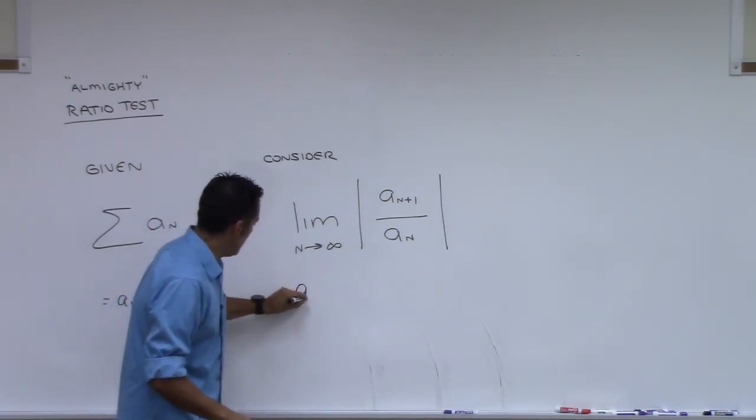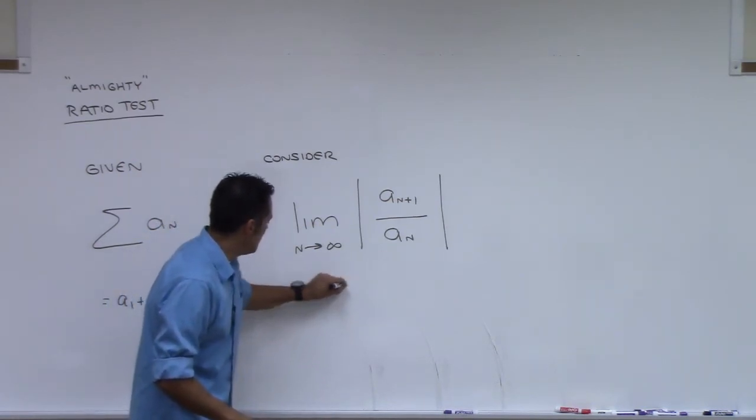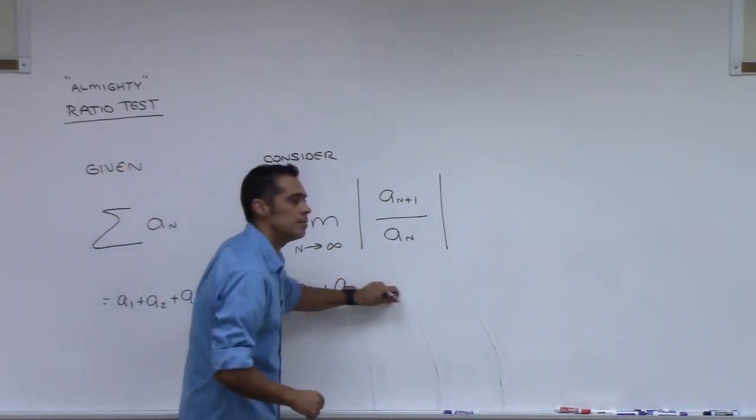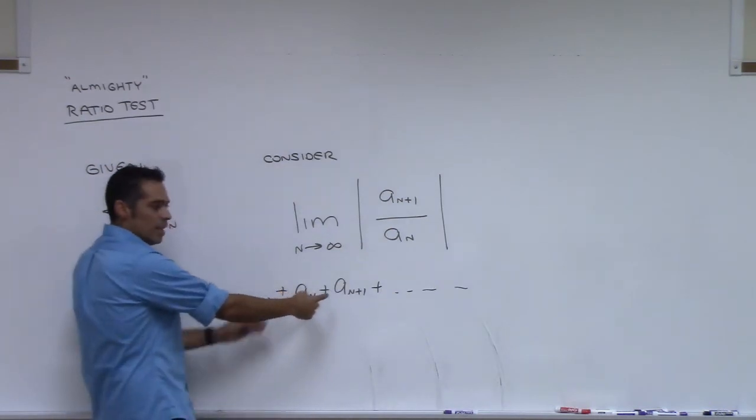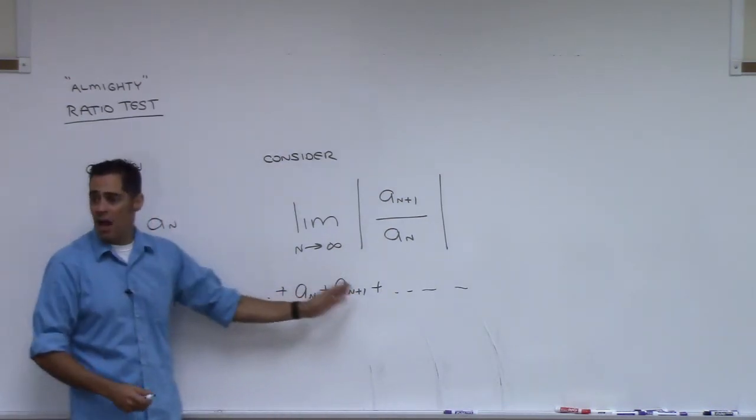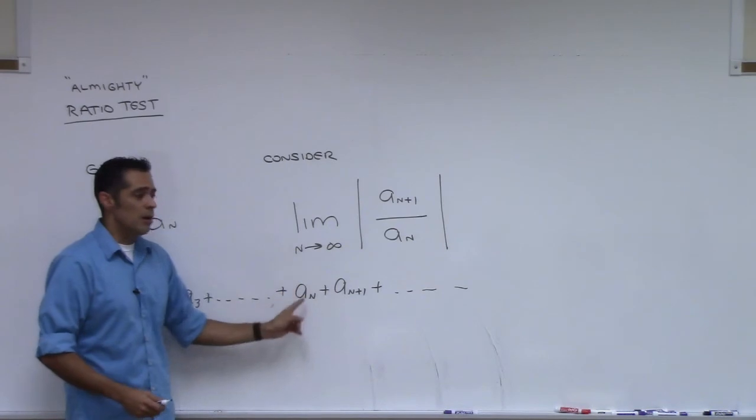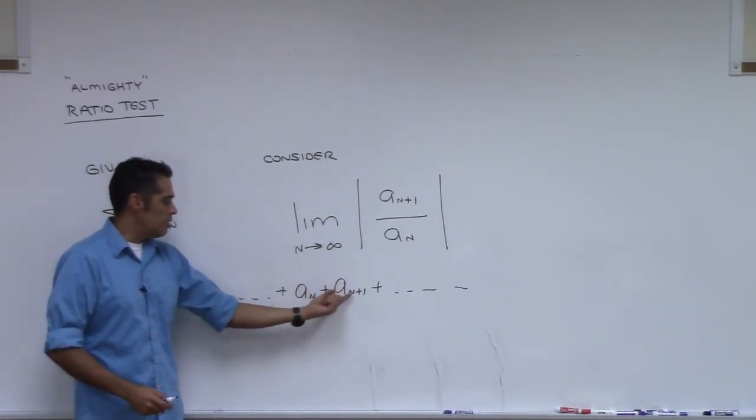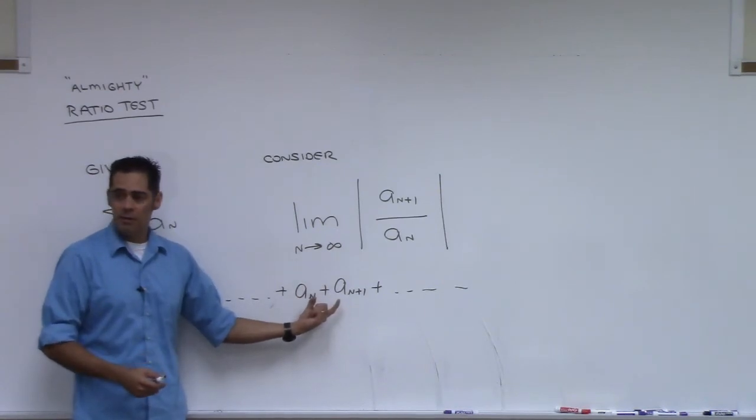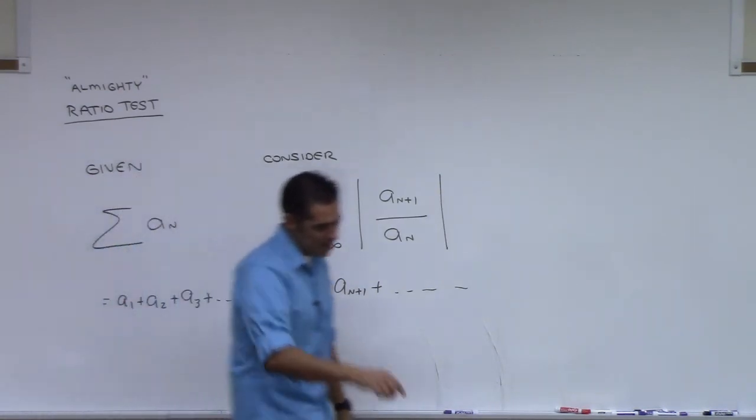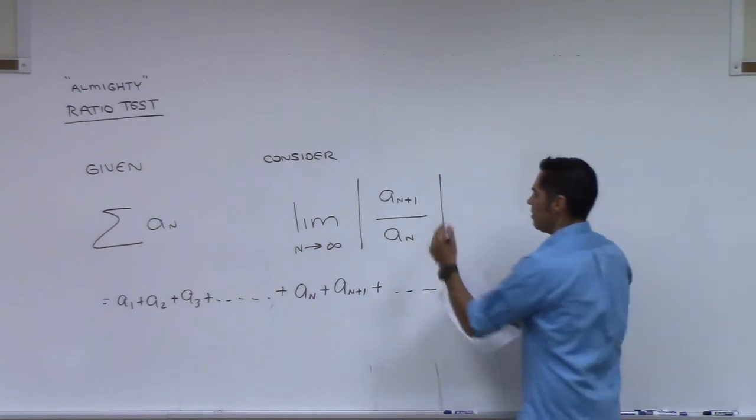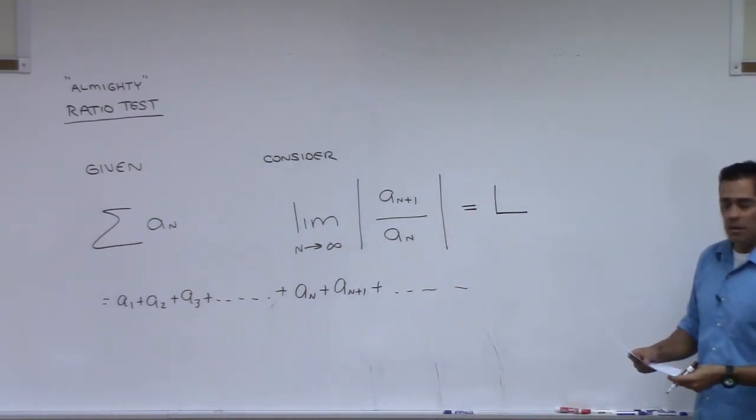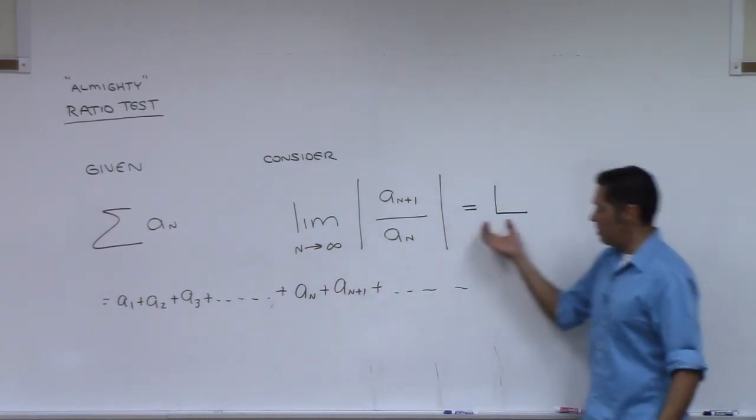Here's a sub n, let's say, and the next one is a sub n plus 1, right? And then it keeps going. But let's say I look at these two terms that are side by side, and I take the ratio of this one divided by that one, and take the absolute value. This test says that this limit is going to give us some answer, L. The ratio of that divided by that should be some answer.